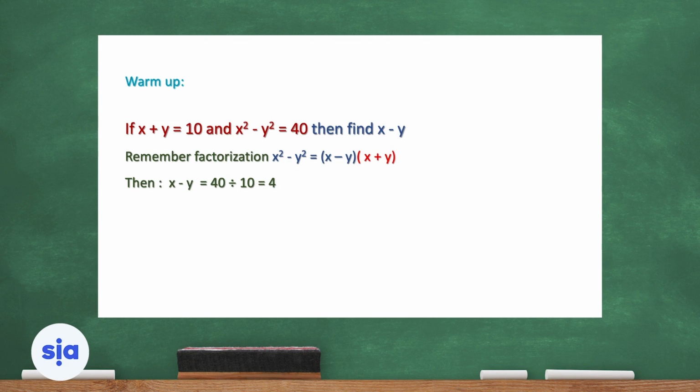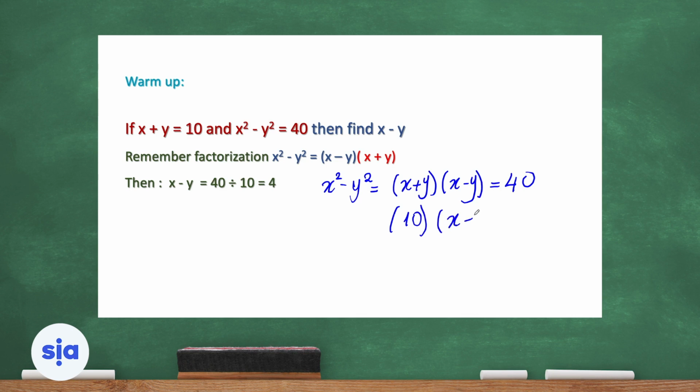Let us do it with more details. You will see that x squared minus y squared equals x plus y times x minus y. And it's given to us that x squared minus y squared equals 40, and that x plus y equals 10. So to find x minus y, we need to divide the 40 by 10. So x minus y equals 4 as mentioned.